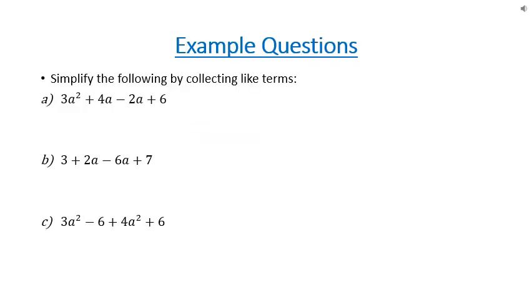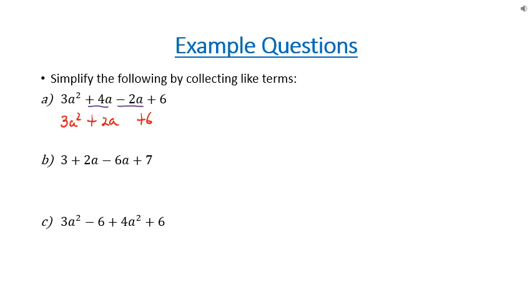Okay, so let's have a look at some example questions here. It says simplify the following by collecting like terms. Well, the first thing we need to do is identify the like terms. In our first question, we've got positive 4a and negative 2a. They both have the variable of a to the same power, so they are the like terms. So that leaves us with 3a squared and positive 6 on both ends. Now all we need to work out is what positive 4a take 2a actually is. Well, if we've got 4 apples and we take away 2 apples, that leaves us with 2 apples. So now our answer would be 3a squared plus 2a plus 6.